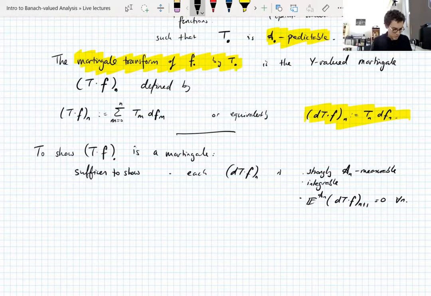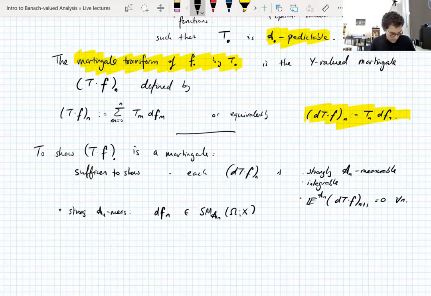So the strong An measurability. How do we prove this? The difference sequence of the original martingale is strongly measurable with respect to An. And the operator valued function Tn is also strongly measurable. It's An minus one measurable, but you don't need that here. It's An measurable, valued in L(X,Y). And here you can use Pettis basically, or you can use just approximation by simple functions.